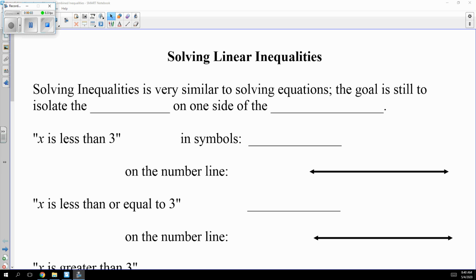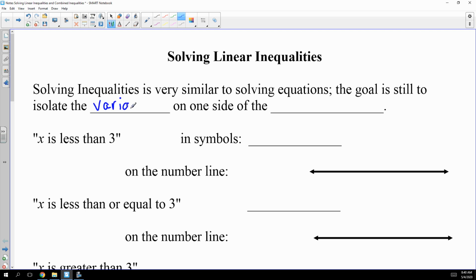Hi guys, today we're going to talk about solving linear inequalities and combined linear inequalities, kind of a two-part thing, just to refresh your memory. So remember that solving inequalities is similar to solving equations. The goal is still to isolate the variable, whichever variable that may be, on one side of the equation. Now we're going to call it an inequality. Just imagine that your less than or greater than symbol is replacing the equal sign.